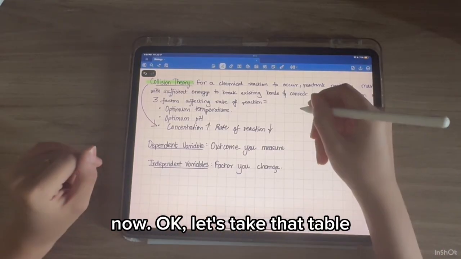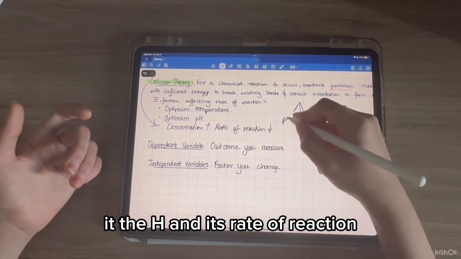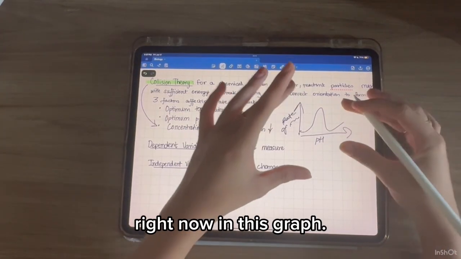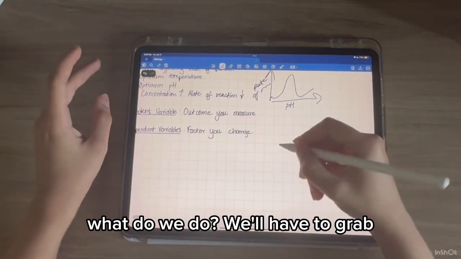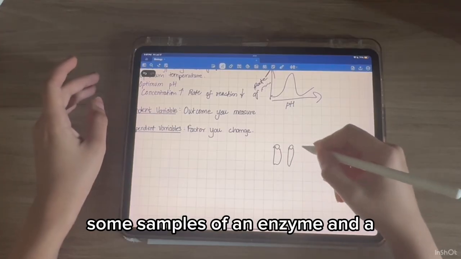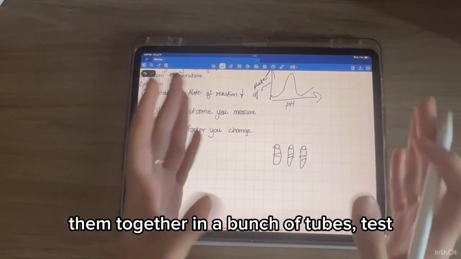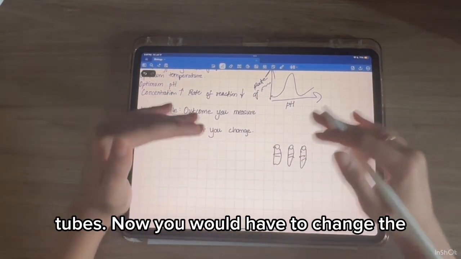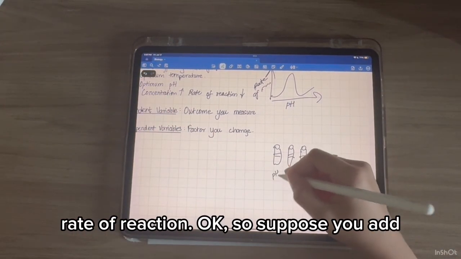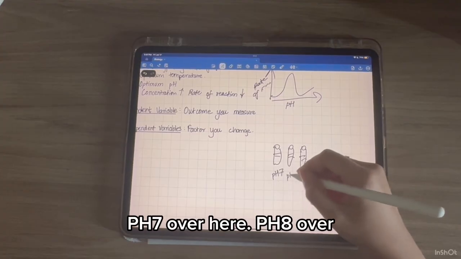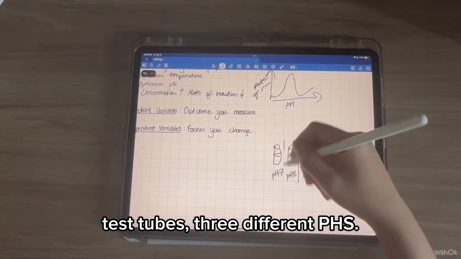Okay, let's take that graph we made before. So over here, let's make it pH, and it's rate of reaction, right? Now, if we want to test for that graph, what do we do? We'll have to grab some samples of an enzyme and a substrate, right? And we'd have to add them together in a bunch of test tubes. Now, you would have to change the pH to test the rate of reaction. So suppose you add pH 7 over here, pH 8 over here, and pH 9 over here. 3 test tubes, 3 different pHs.